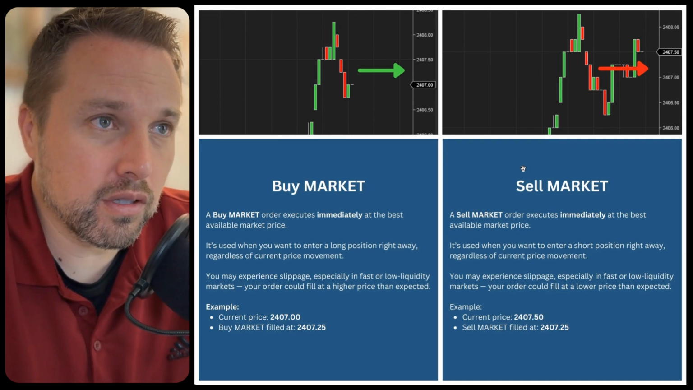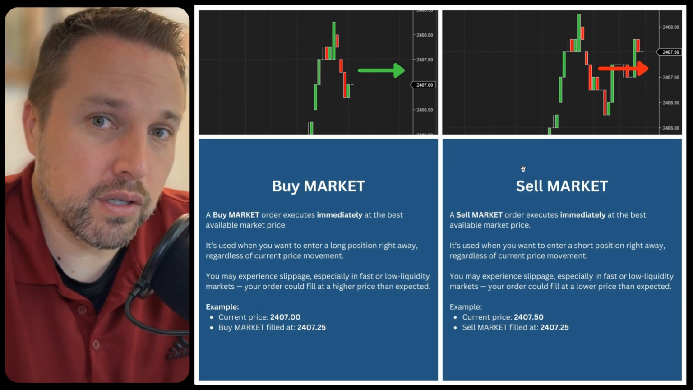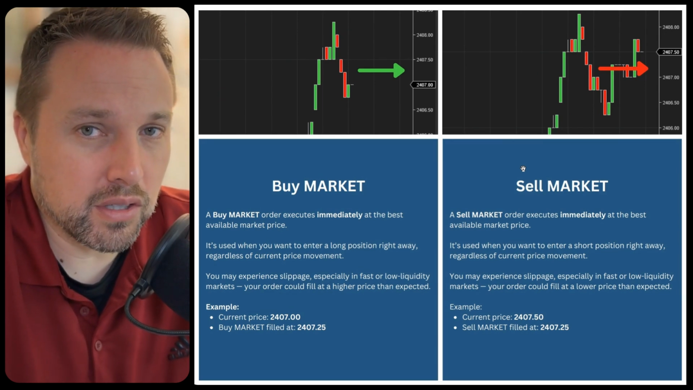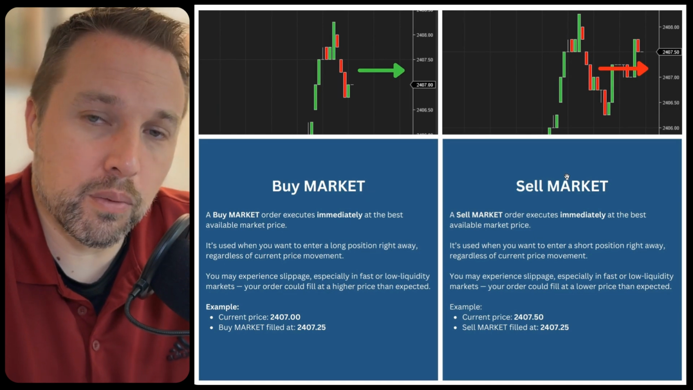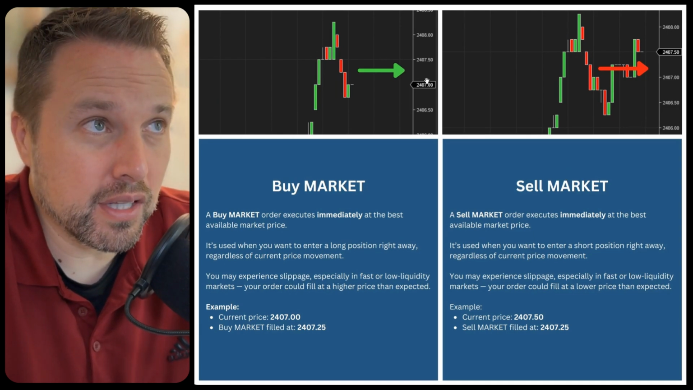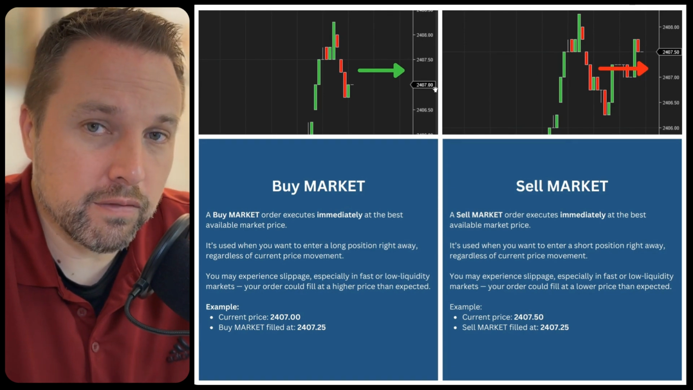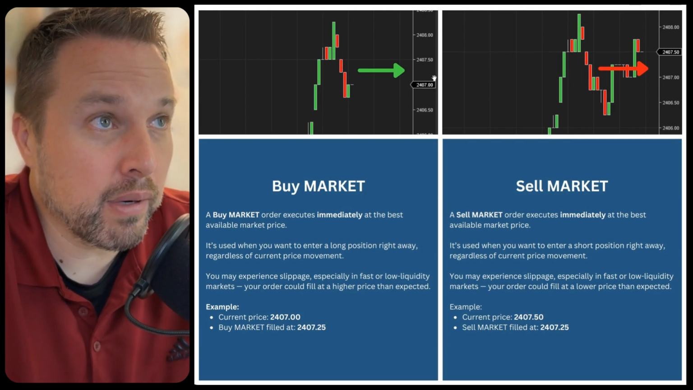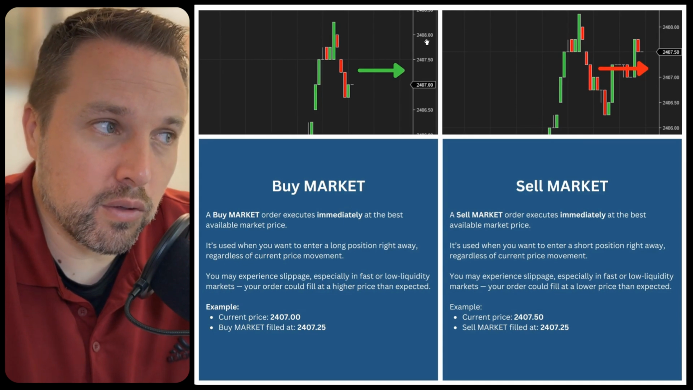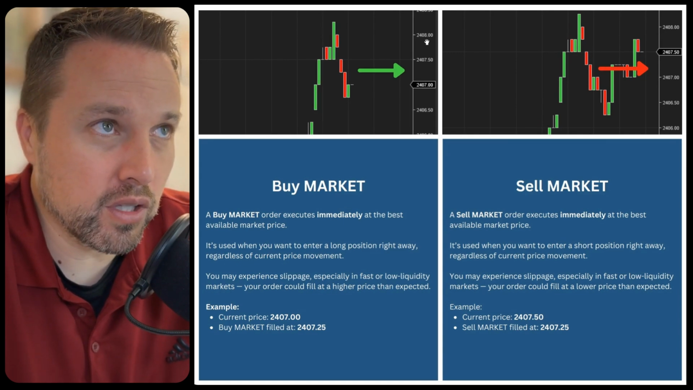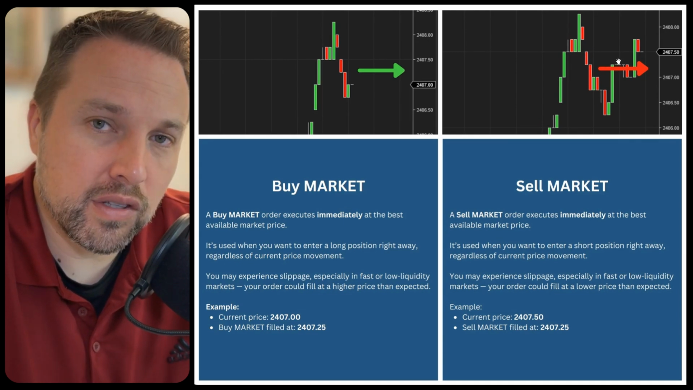The downside of using this type of order is you can experience slippage, and that slippage can be significant. So what is slippage? Well, that means that you might get filled at a higher or lower price than you expected. For example, in these charts, the current price shows 2407. However, if I submit a buy market order, I might get filled 1, 2, 3 ticks higher. And depending on the instrument, the liquidity, and how fast the market is moving, it might be quite a bit of slippage.